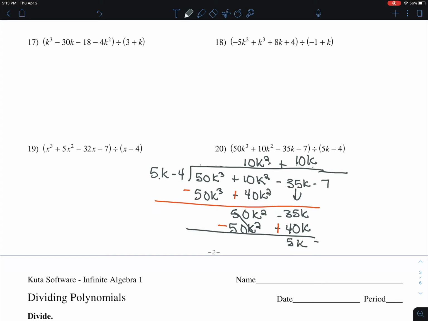And what's my last step? Bring down. So bringing that down, how many times does 5k go into 5k? We want to say just once. Multiplying that out, I get 5k minus 4. I subtract by changing the signs, and I'm left with negative 3. So my answer is 10k squared plus 10k plus 1 minus 3 over 5k minus 4.